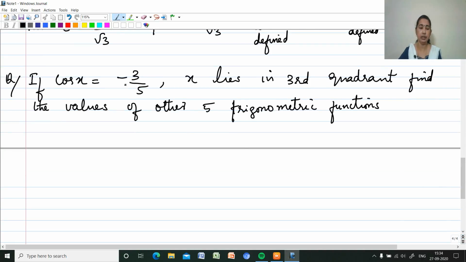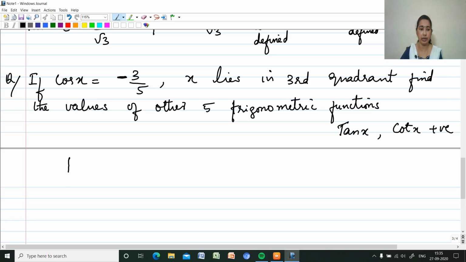So, here given cos x is equal to minus 3 by 5. It is in the third quadrant. So, we know that in the third quadrant, all silver teacups: tan will be positive and cot also will be positive. Remaining all will be negative. Here given cos x is equal to minus 3 by 5. That is the reason why this negative sign is given here.